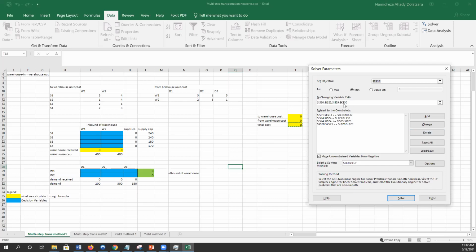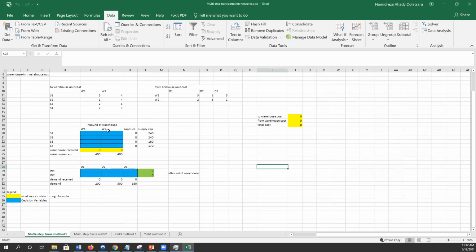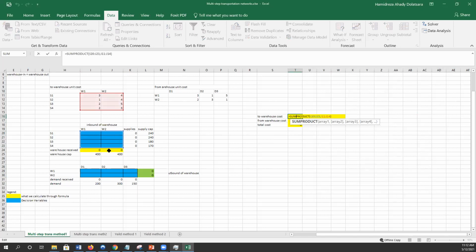Okay. Also, our goal is minimizing the cost. Given that we want to find these blue cells, the two warehouse cost is just equal to whatever you make about the decision variable times the associated cost of transporting from either of those supplies to the warehouses.